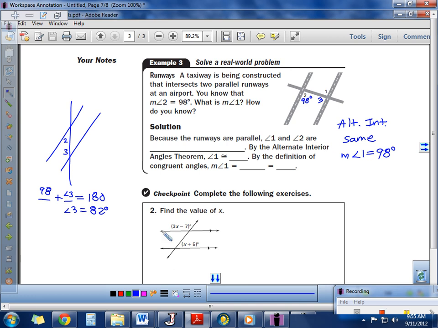But does this situation have a name? Is there a name for this position right here? They're both inside the parallel lines? Nope, so it's not alternate interior, it's not consecutive interior. Are they corresponding? Are they alternate exterior? So this doesn't actually have a name. That's why we had to think logically, are they the same size or not, and go from there.